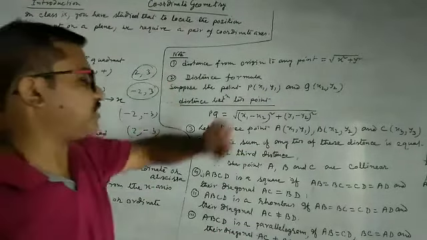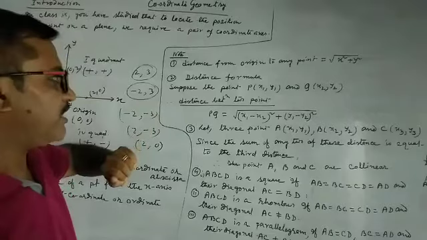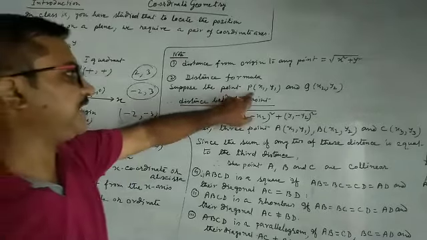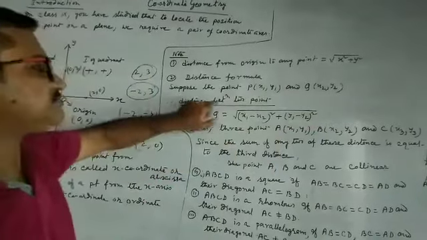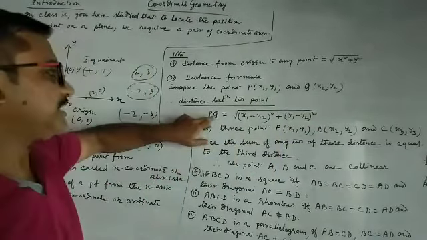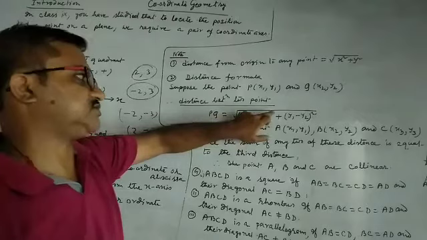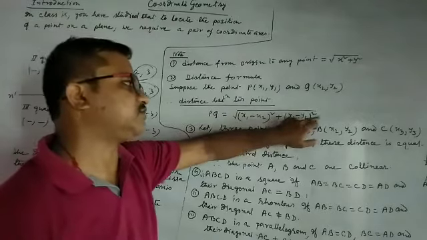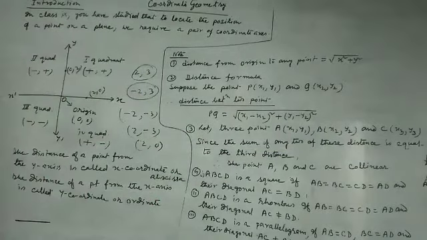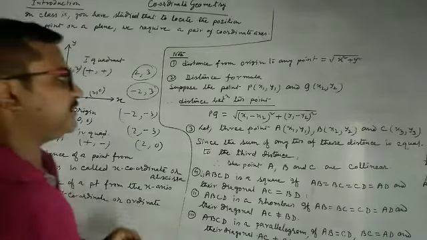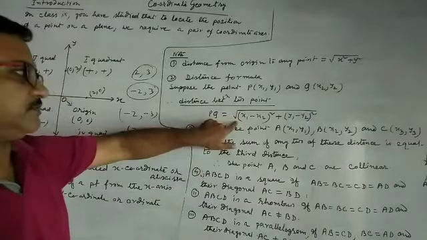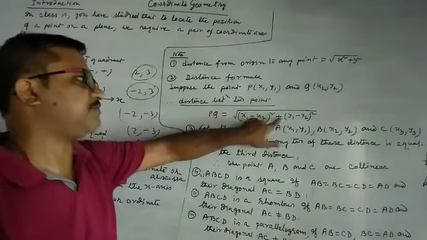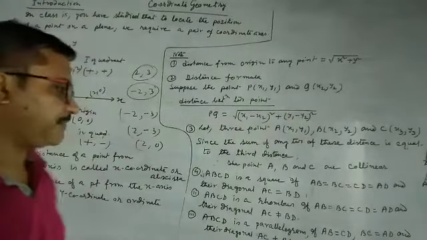Next, the distance formula. Suppose we have two points P(x1, y1) and Q(x2, y2). The distance between the two points, PQ, is equal to root of (x1 minus x2) whole square plus (y1 minus y2) whole square. So for the distance between two points we can use the formula root of (x1 minus x2) whole square plus (y1 minus y2) whole square.